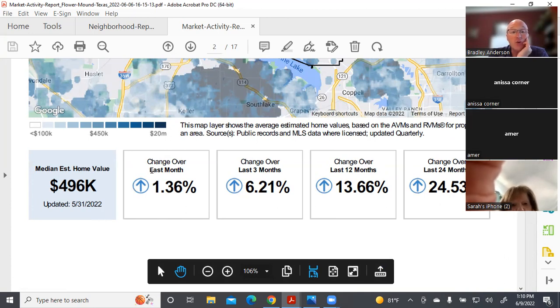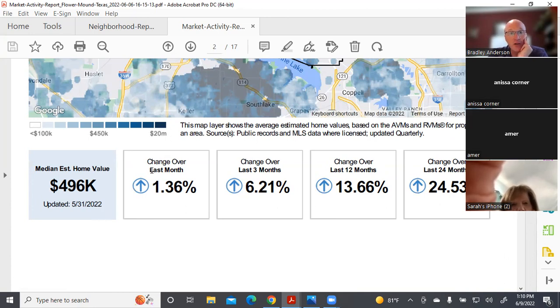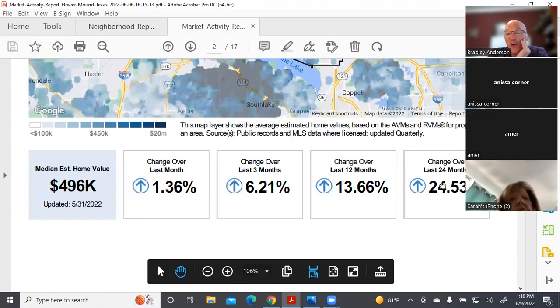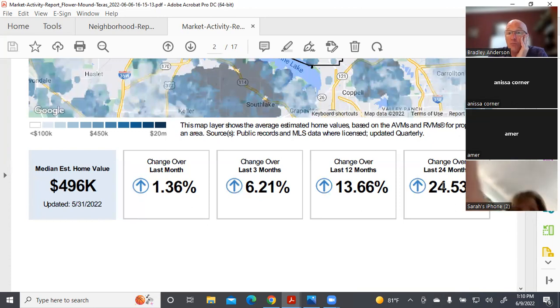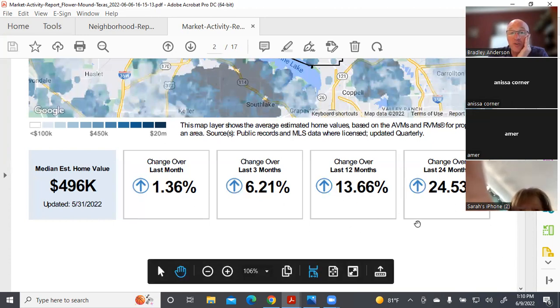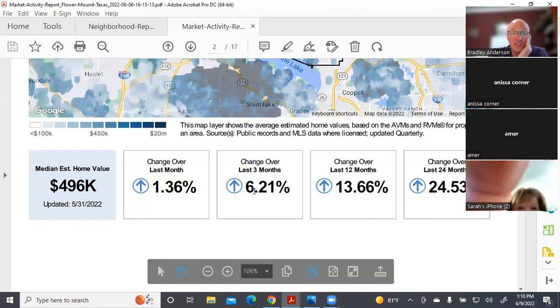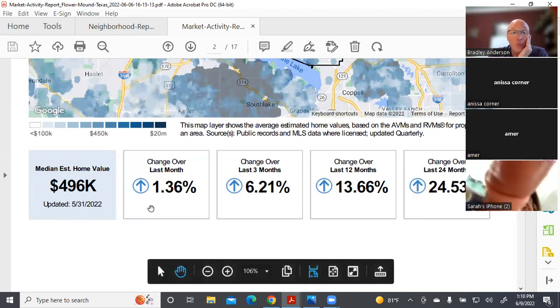And so the value, and people love that word value, right? So whenever someone approaches you and says, well, how are the home values these days? You can say, well, you know what, if you live in Flower Mound, they've actually gone up almost 25% in the past 2 years, past 24 months. Half of that has come in the past year. So year over year, we've seen an increase of about 12%. Now that started to go down. The last 3 months, it's only increased 6%. And the past month, it's actually only increased just a little bit over a month.